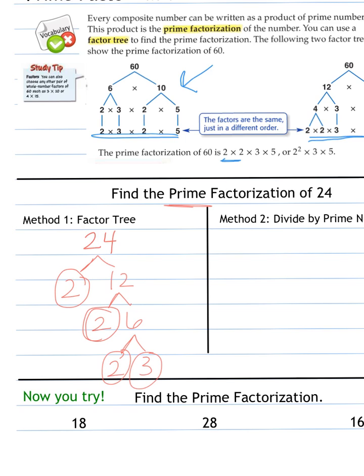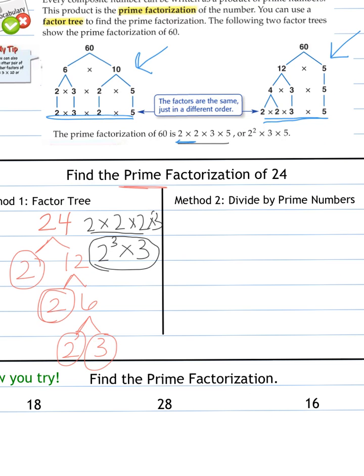Okay, now all of these numbers that I have circled, I'm going to write them out, multiplying them together, just like this example up here showed. And I'm going to write it at the top here, 2 times 2 times 2 times 3. Okay, now I can write these 2's with exponents. Now it's 2 times 2 times 2, which is 2 three times, so 2 to the power of 3, times 3. And that is the prime factorization of 24 using the factor tree.